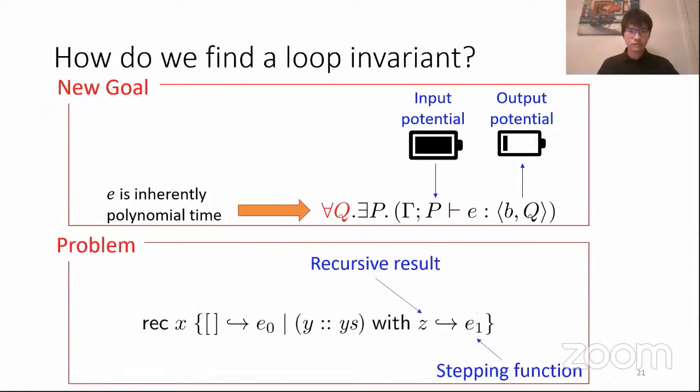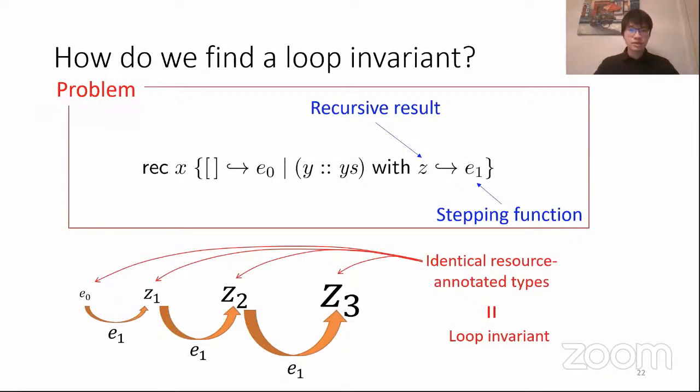potential P. To describe the next challenge, consider a primitive recursion of this form, where Z is a recursive result and E1 is the stepping function. The way primitive recursion works is that we start with E0, which is the output in case X is the empty list. We then apply the stepping function E1 to E0 to obtain Z1, which is the second recursive result. We repeat this process to obtain Z2, Z3, and so on.